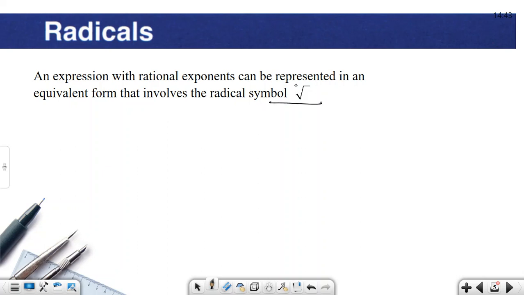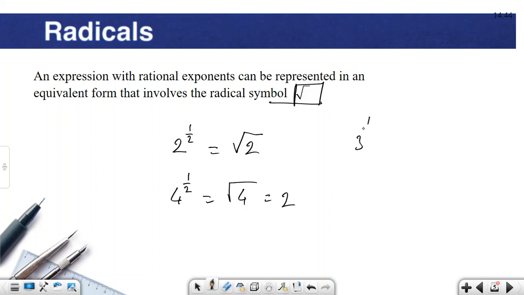Radical, that's the symbol of the radical. We use it for the square root. This is an exponent. Again, it's a radical. When we use a radical, it's an exponent, but this time, such as 2 to the power of 1 over 2. If we have 2 to the power of 1 over 2, this means we write the square root of 2. Or 4 to the power of 1 over 2, that means the square root of 4, which is going to be 2.